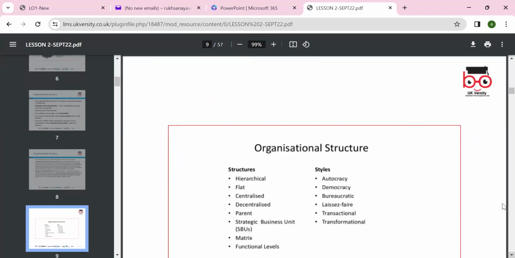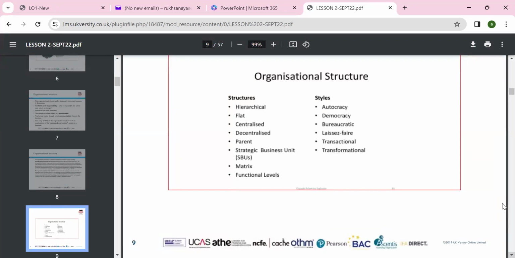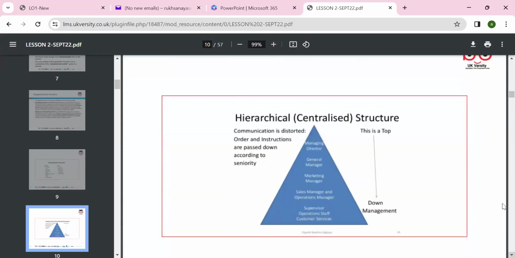Organization structure can be hierarchical, flat, centralized, decentralized, a parent company with subsidiaries, matrix, or functional, and the style can be autocratic, democratic, bureaucratic, laissez-faire, transactional and transformational. So these are the styles of leadership within that structure.